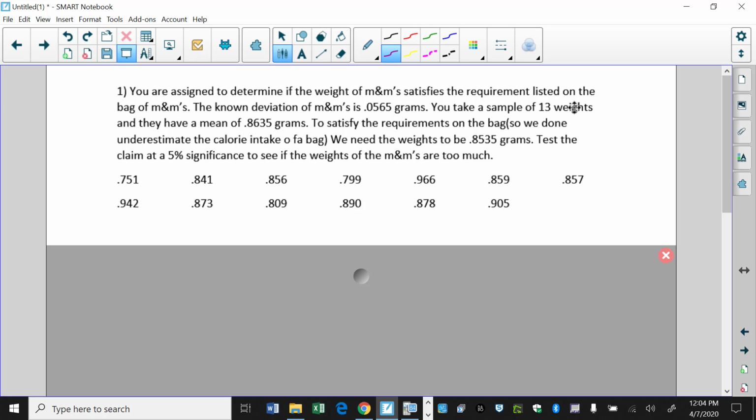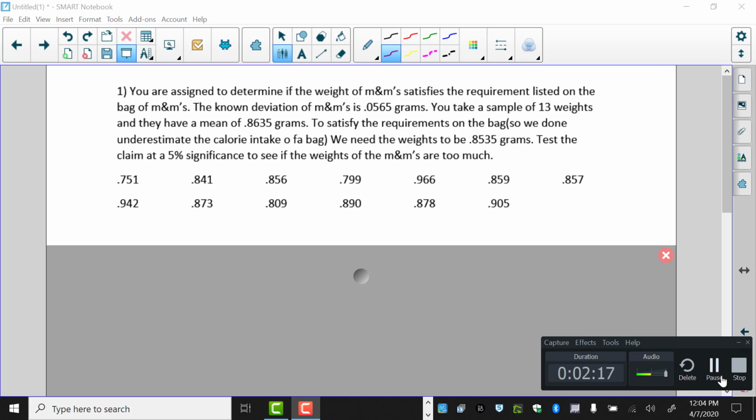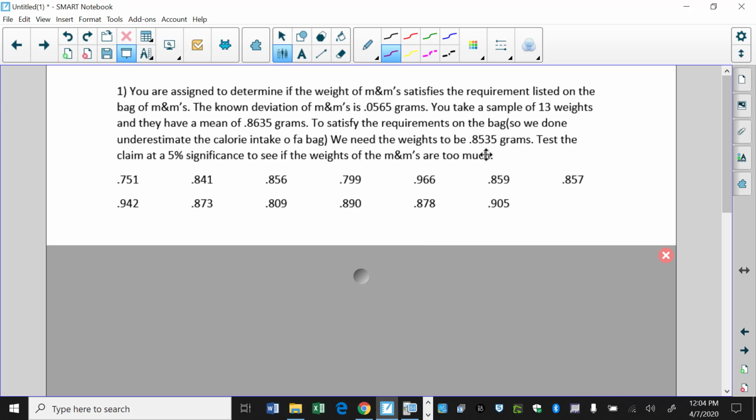This one we're looking at the weights of M&Ms. Pause the video for a second, read through the problem, and then we will move from here. What you're trying to do here is determine whether or not these M&Ms weigh too much. If the bag weighs too much, we're losing money, and so on. So what we're trying to do in this example is determine if the weight is greater than 0.8535 or not. Again, we're talking 3 or 4 decimal places down here. We're not going to be exact with this, but we still want to determine this.